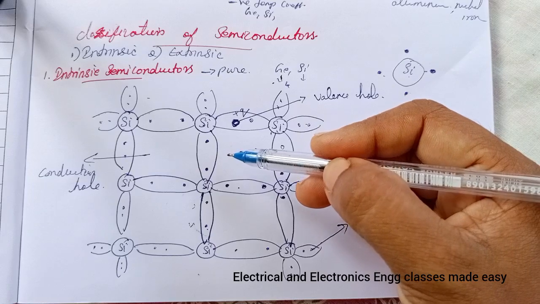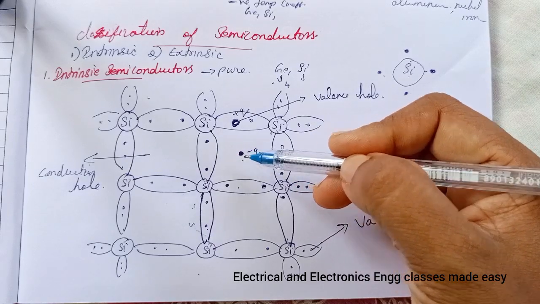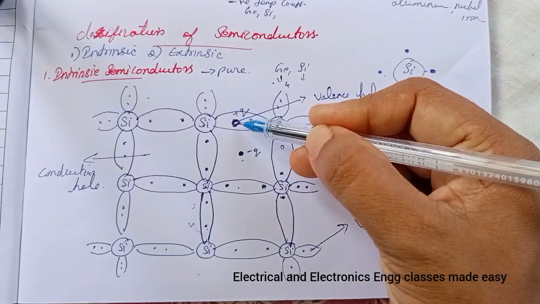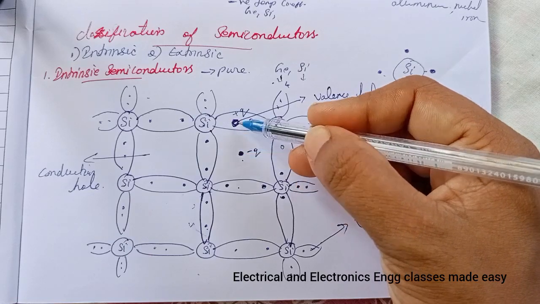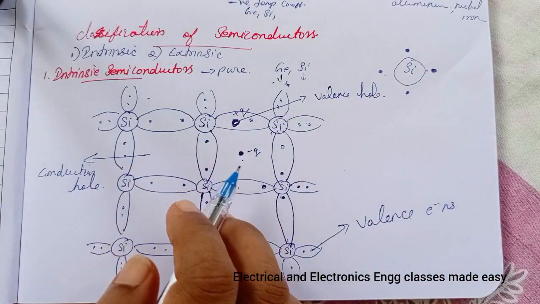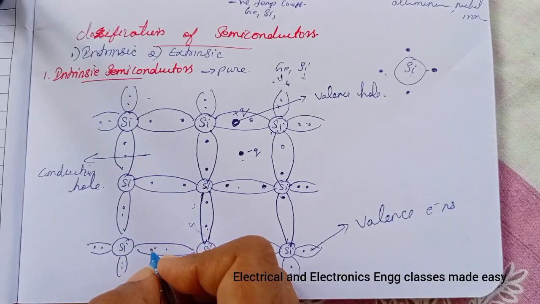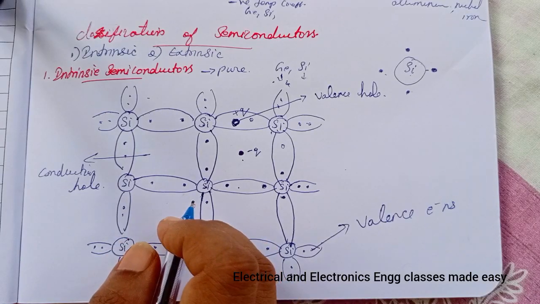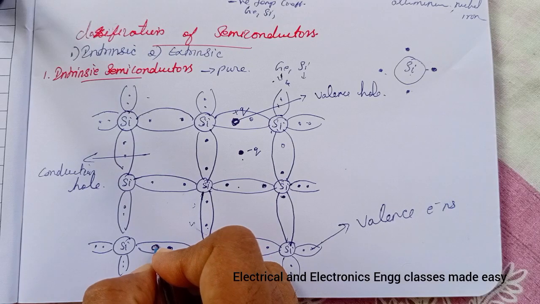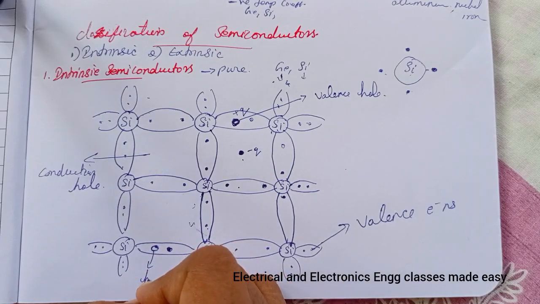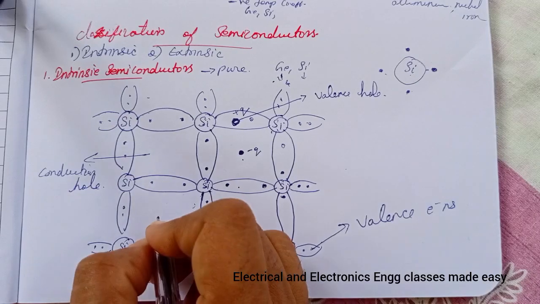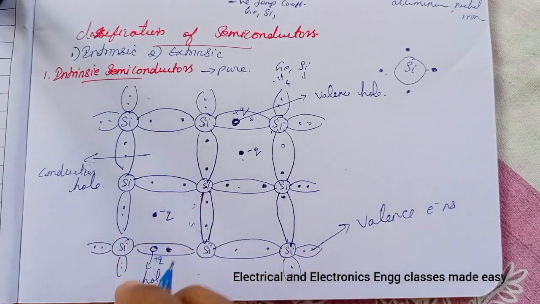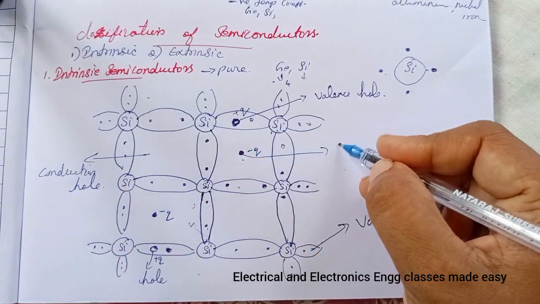So for every electron raised to the conduction band by external energy, there is a hole left in the valence band, creating what is called an electron hole pair. Similarly, if this electron jumps into the conduction band, then it will leave a hole here, that is a hole with positive charge, and this is the electron with negative charge, which is called the conduction electron.